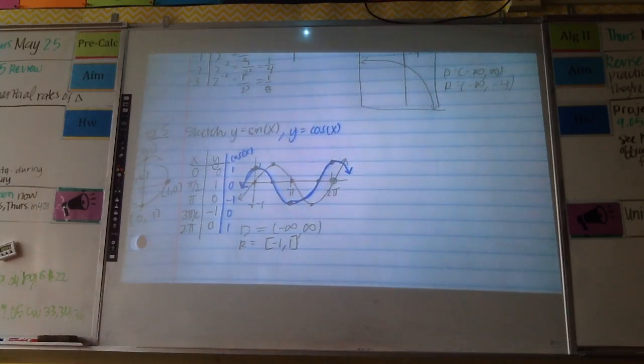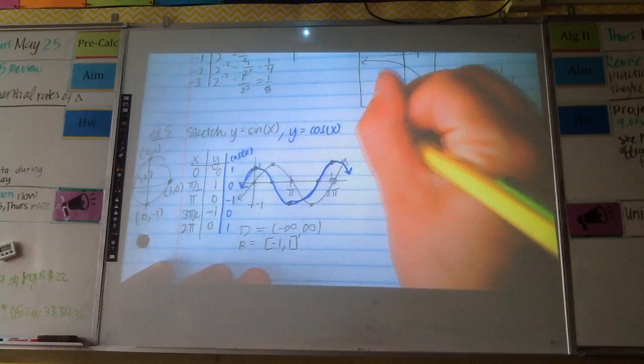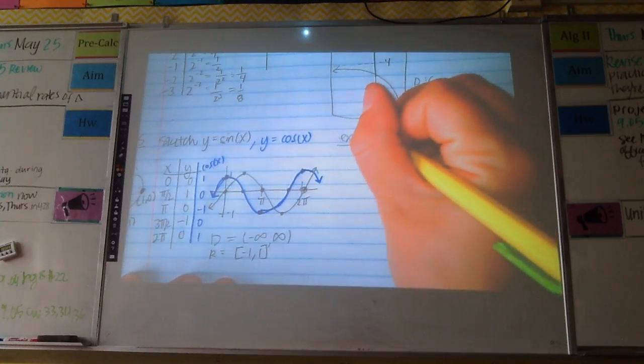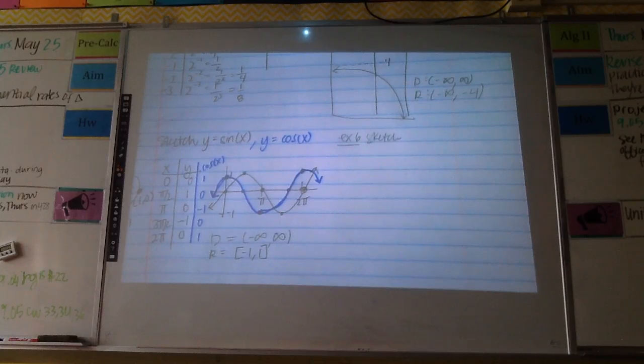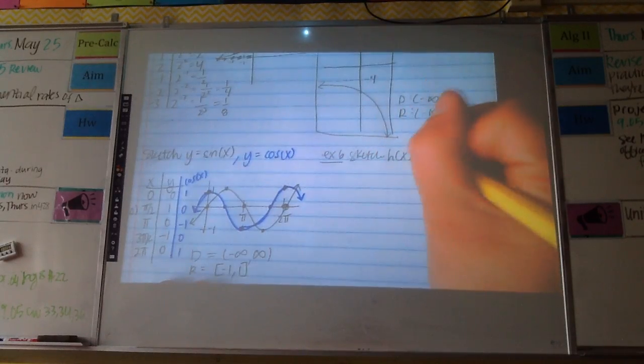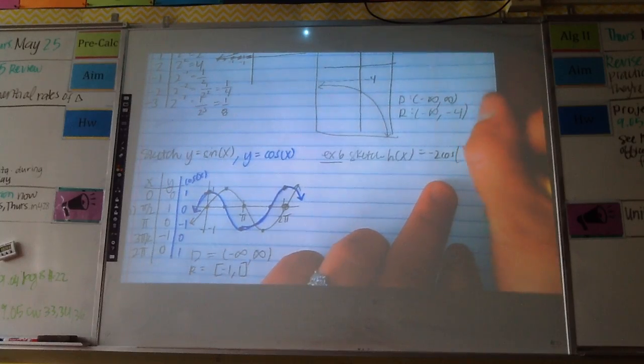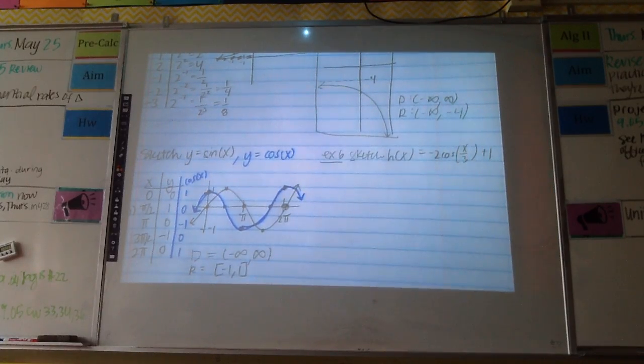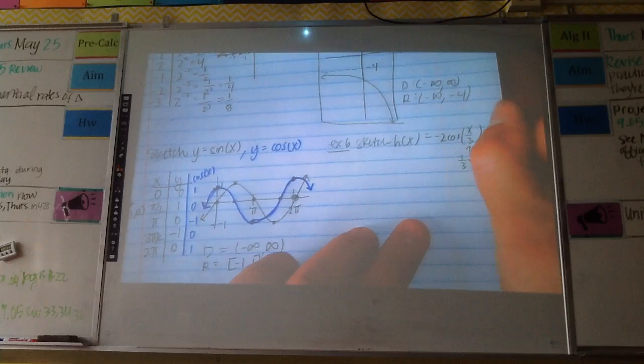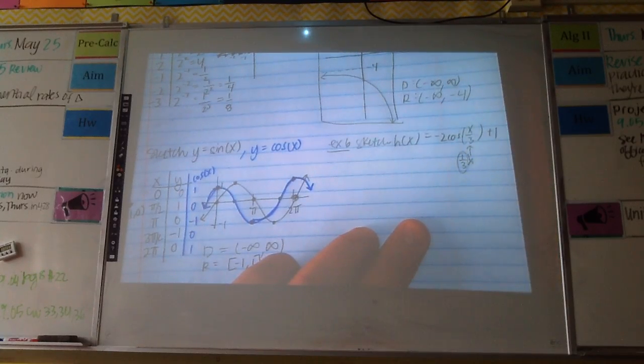Okay, last example, example 6. Let's sketch h of x is -2 cosine of x/3 plus 1. By now, I hope you're recognizing I'm doing something to change the x values unique to sine and cosine: looking at b. This is the same thing as 1/3 x. And the b, the coefficient of x, is equal to 2 pi over the period. Okay, I can cross multiply. I get that the period is 6 pi.